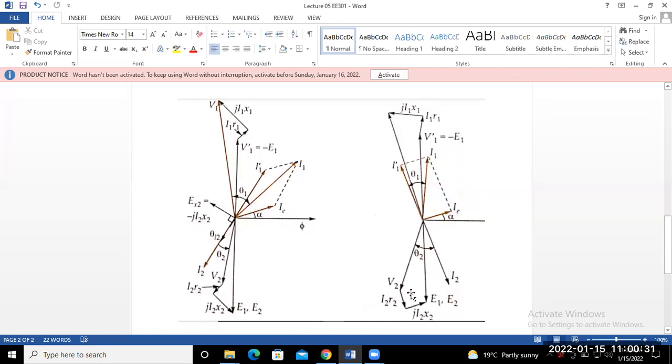In the second diagram, you may find I2 is leading from the V2, by some angle that is represented by theta 2. That depends on the resistance and reactance value of the load. If any load is given to you, that means resistance as well as reactance value, are you able to find theta 2, that means the load power factor?